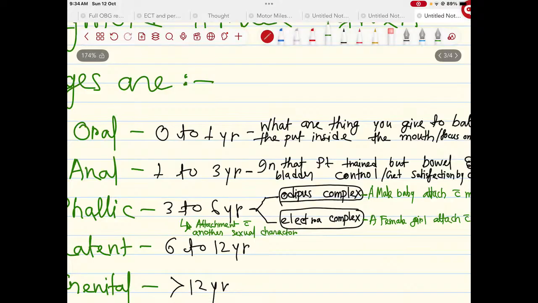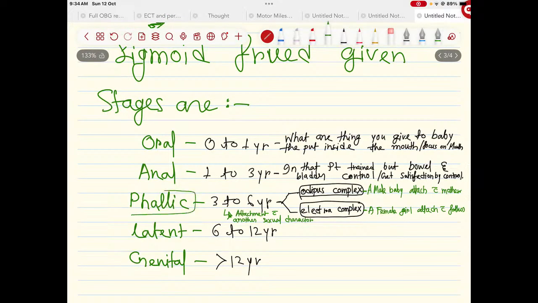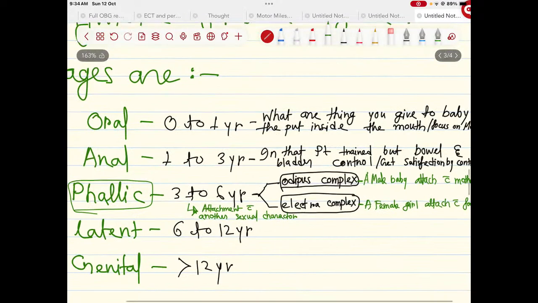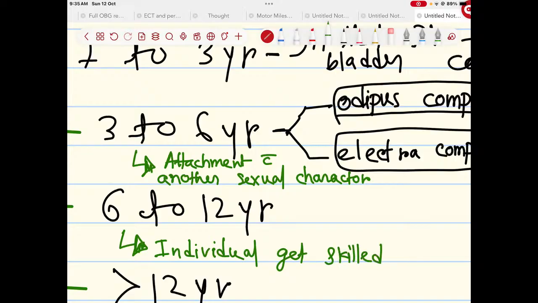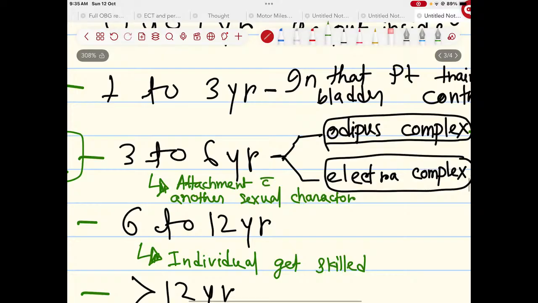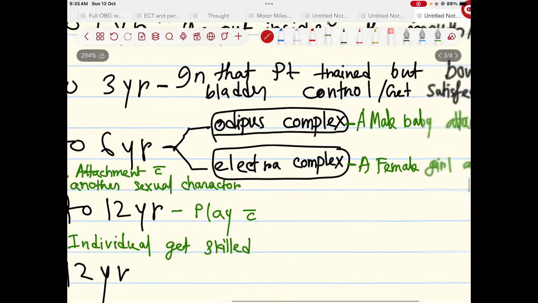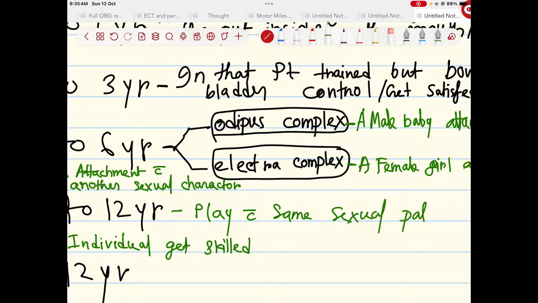So what is attachment to the other sex? In which stage is it? In the phallic stage, the Oedipus complex and Electra complex are seen. And in the later stage, the latent stage, where the individual gets skilled, the age is 6 to 12 years, and they play in that stage with the same sex partner.